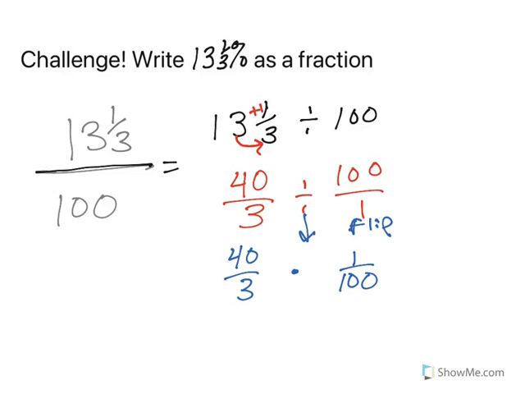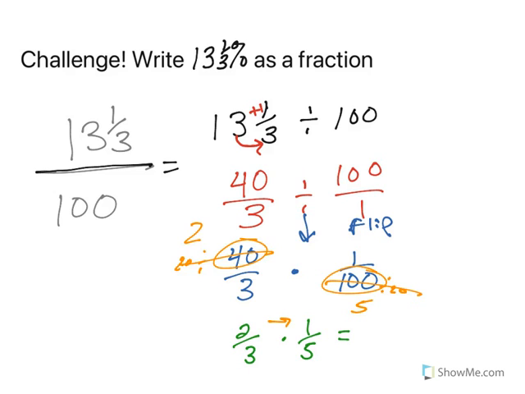Right? We multiply by the reciprocal. Keep, change, flip. Now, when I'm multiplying, I can say, well, anything from numerator to denominator, I can reduce. And I know that 40 and 100, to me, I see 20. 20 goes into both of those. So 40 divided by 20 is 2, and 100 divided by 20 is 5. So I'm really taking 2/3 times 1/5.